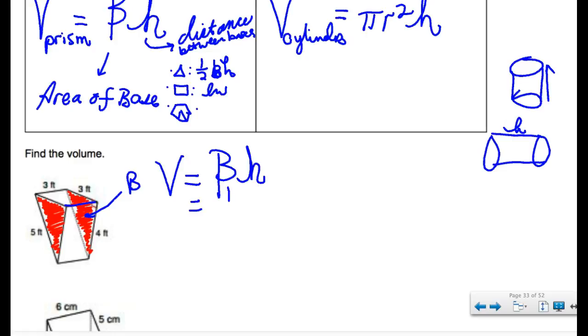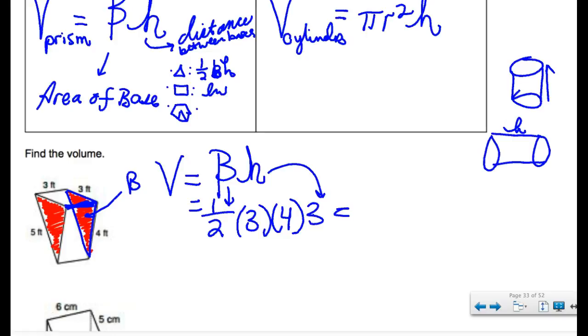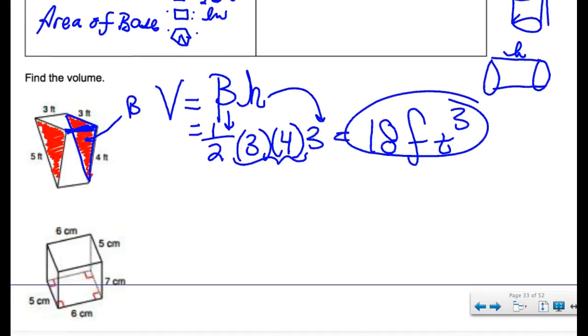So capital B stands for area of the base. That would be the area of this triangle. And how do I get the area of a right triangle? I do 1/2 of its base times the triangle's height. Then I need the height of the prism itself, which is the distance between the bases, which is 3. So when I do that, I get a half of 12, which is 6, times 3, which is 18. So that would be 18 cubic feet in volume.